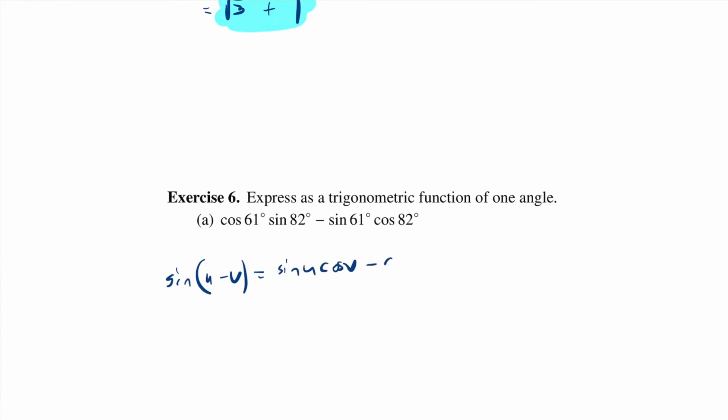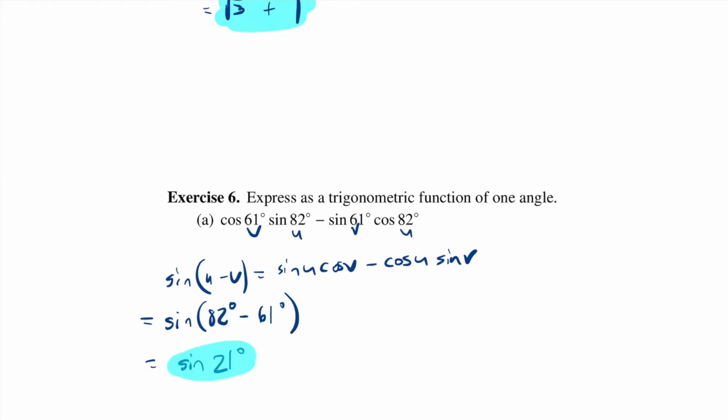All right, so we have to figure out which one's a u and which one's a v. Well, it looks like this one is v, and this one is u. And then this one is u, and this one is v. And they do match up. U is the same number, v is the same number. So now we can use the left-hand side to substitute 82 for u, and 61 for v. And if you subtract, you're going to get sine of 21 degrees. So they did want us to write this as a trig function of one angle, which we've done.